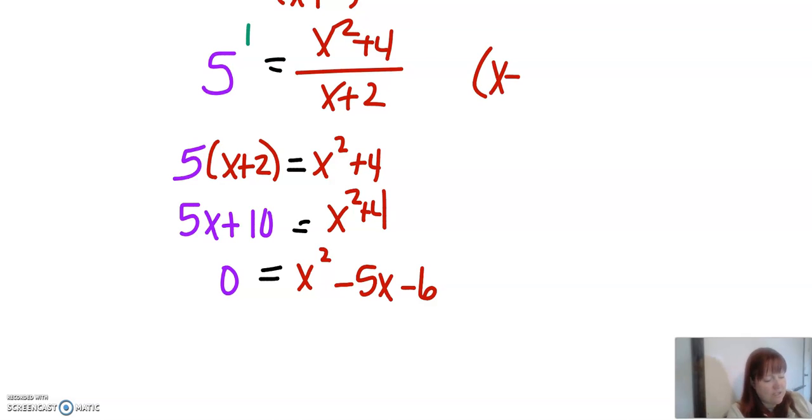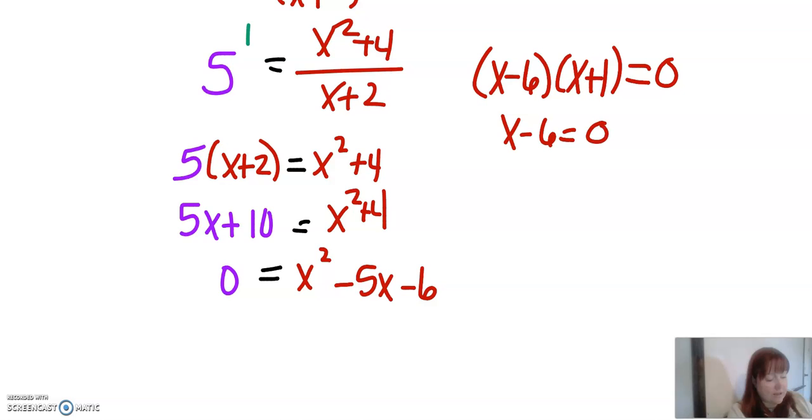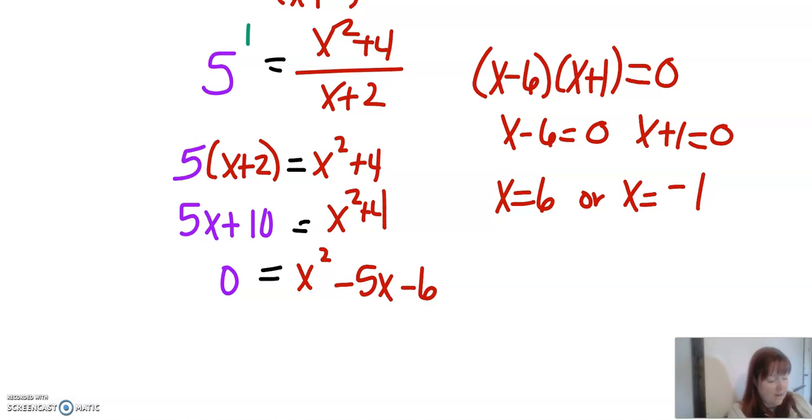Well, this factors into x minus 6 times x plus 1, because if I multiply that out, I would get a negative 6, and then it would add to negative 5. So that means if I set each factor equal to 0, x minus 6 equals 0, or x plus 1 equals 0, because of the zero product property, that means x equals 6, or x equals negative 1.